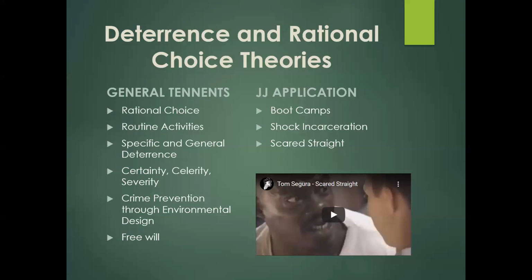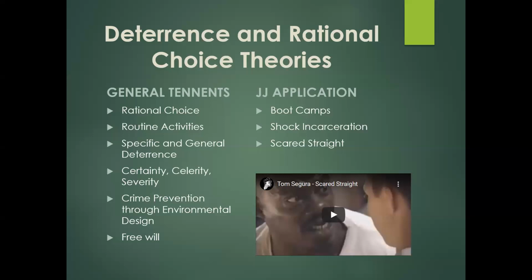We're saying that people are making a choice. And if they are going to make a choice to offend, then we have to make that choice easier for them to not offend. Where do we see this in juvenile justice? Boot camps, shock incarceration, scared straight programs are the epitome of these types of models.